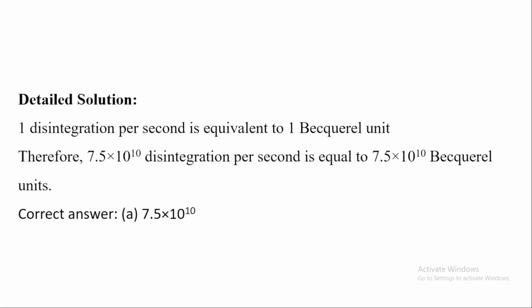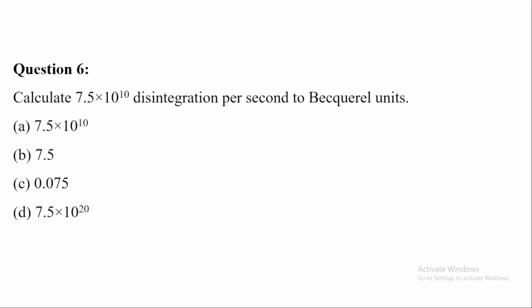So now 7.5 into 10 raised to the power of 10 disintegration per second will be equal to 7.5 into 10 raised to the power 10 becquerel units. So the correct answer for this question is option number A, 7.5 into 10 raised to the power 10. So it will remain same as the disintegration per second. Disintegration per second and becquerel units are equivalent to each other, so the answer remains the same.